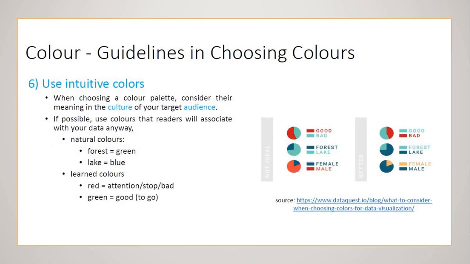Okay, next one is use intuitive colours. Okay, when choosing a colour palette, consider their meaning in the culture of your target audience. So for example pink for female, blue for male, right. So, if possible, use colours that readers will associate with your data. Natural colours, usually green for forest, blue for water, lake, right. Alert colours, red. Red needs attention. Like for floods, red is a warning sign, orange means be cautious, right. Green is still safe, good to go, right. Okay, so you can see here. Okay, male, female. Okay.